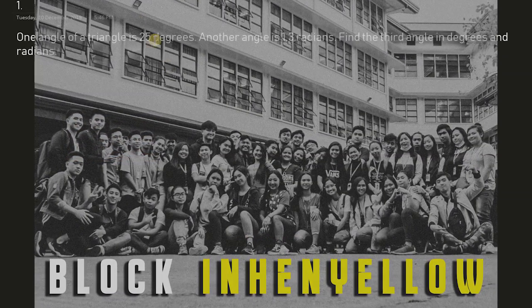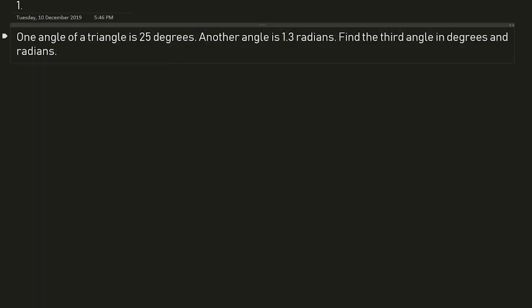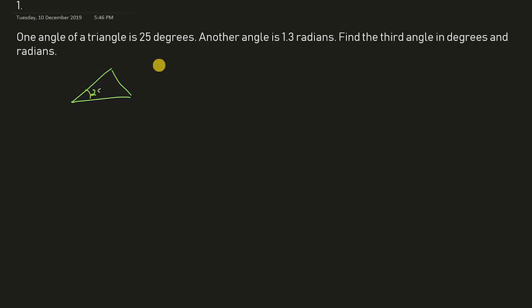Okay, first, problem number 2. Sabi sa problem natin dito guys, one angle of a triangle is 25 degrees. So basically, we have a triangle yan. Yung isa daw is 25 degrees. The other angle is 1.3 radians. So let's name that 1.3 radians. And find the third angle.